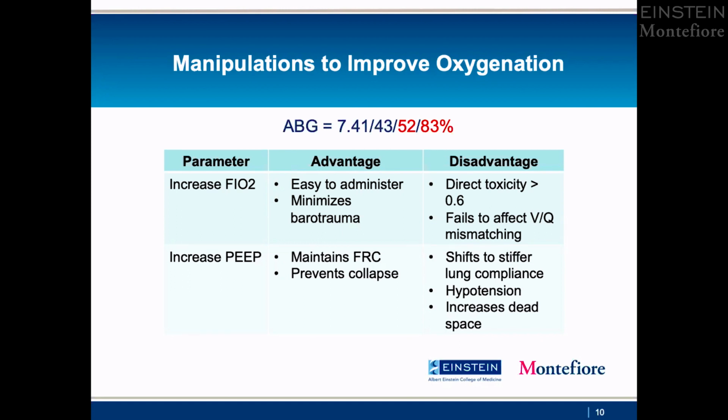Increasing PEEP maintains FRC, or functional residual capacity, and prevents lung collapse. However, it worsens lung compliance. The lungs become stiffer. It can cause hypotension due to decreased venous return and increased dead space ventilation as well.